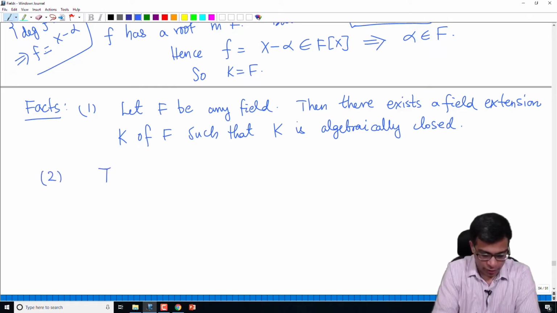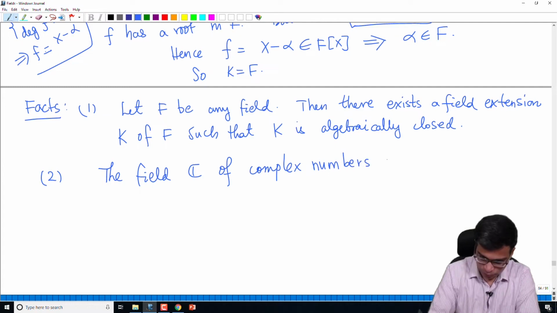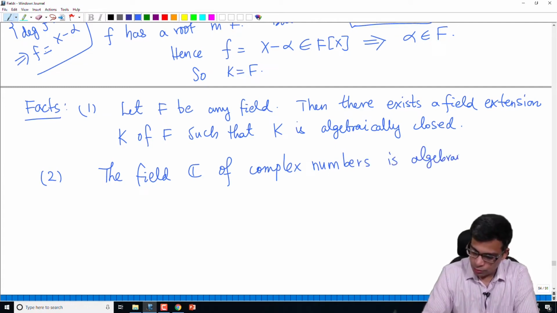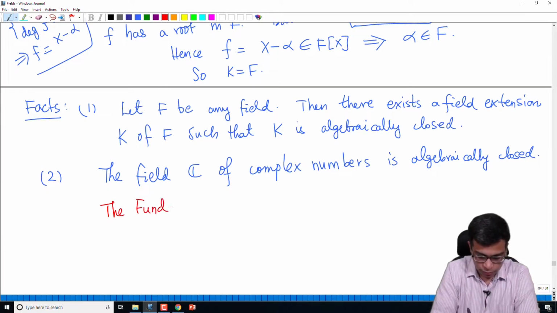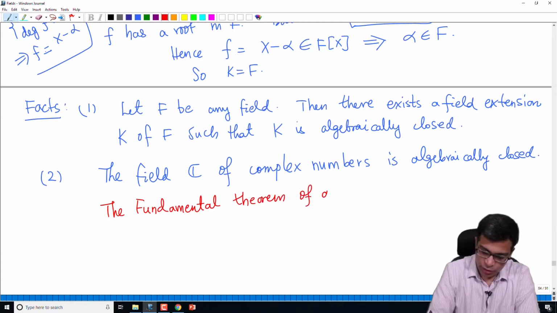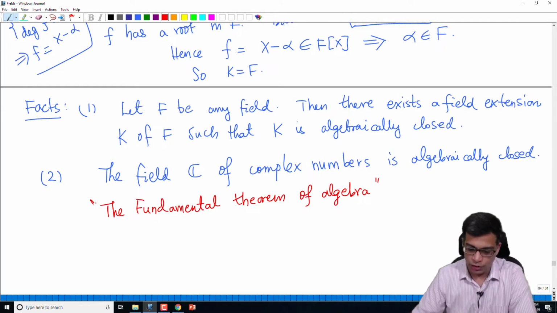Second is a more concrete fact. The field of complex numbers, which we denote by C, is algebraically closed. This is often called the fundamental theorem of algebra. This is a very important theorem, as the name suggests. It's also famous because it has lots of proofs using different fields of mathematics, topology, analysis, algebra. So there are lots of proofs of this, and you may have seen some proofs, or in other courses you will see some proofs of this. So the field C is algebraically closed.